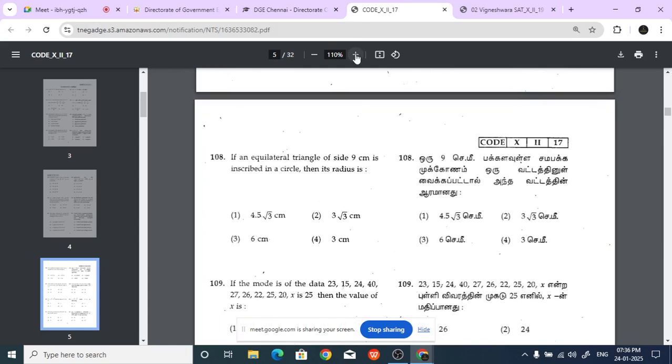Yes, sir. Okay. So the first question I will read. If an equilateral triangle of side 9 centimeter is inscribed in a circle, then the radius is.